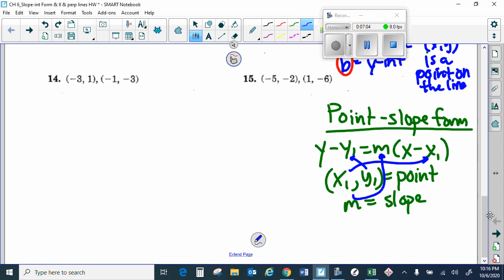Okay, so let's pick one of these. So we have a point. Notice we have 2 points. It does not matter which point you pick. I'll just go ahead and pick this one. So that's my x sub 1, and that's my y sub 1 for this point. Obviously, what I need now is a slope. So I have 2 points.